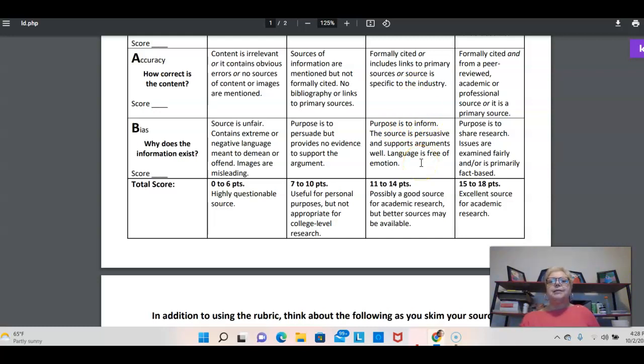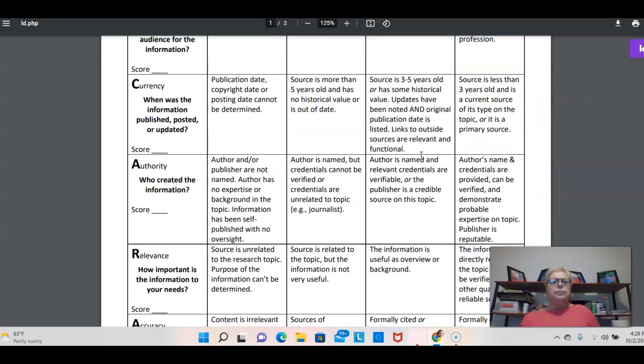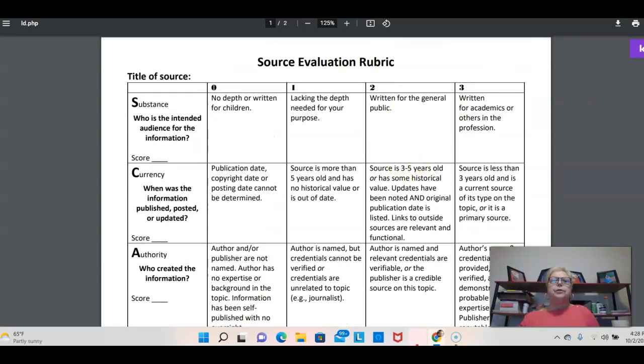And bias, there's always going to be a little bit of bias in anything that you look at, because these sites are created by human beings, and we can't help but be biased a little bit. But you want to make sure it's not so biased that it is clearly not something you should use for an academic paper. Okay, so consider this SCARAB as you're doing your research and looking at everything. And we'll talk more about this source evaluation rubric, the SCARAB method, next time.